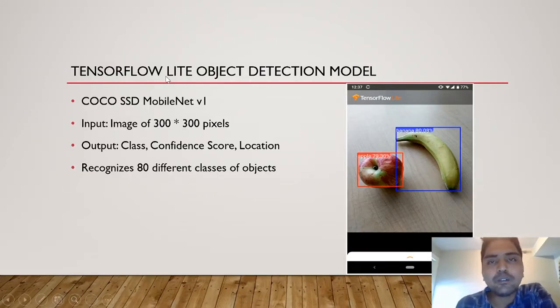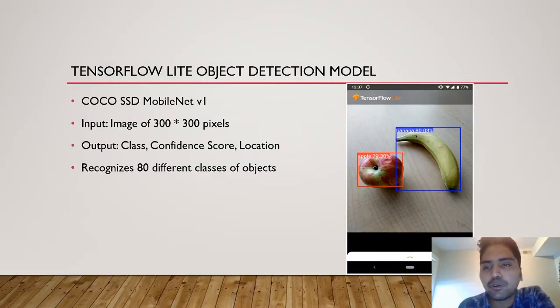MobileNet is a convolutional neural network that has been trained on images from the COCO dataset. It is capable of detecting objects like an apple or a banana. It takes images of 300 by 300 pixels, and the output you get is the class, which is nothing but the label, just like numerical data, here you have a label called banana or apple. The confidence score is, say, 80%, meaning the model is 80% confident that this is a banana.